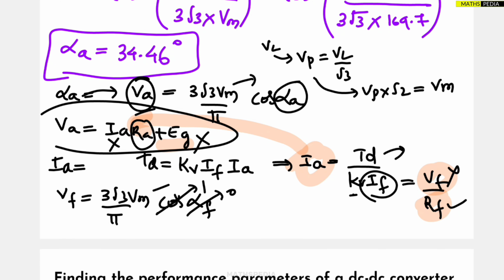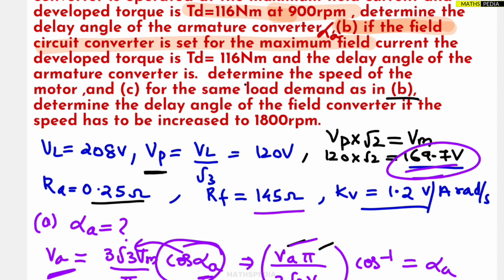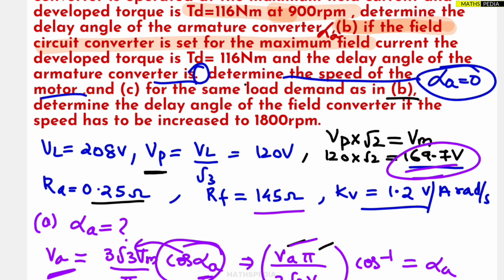Let us go for the B part. B part says if the field circuit converter is set for maximum field current, that is fine. Torque developed is again TD, same. The delay angle of the armature converter, I missed here. In B part you have to consider alpha A is equal to 0. It is given in the question. Determine the speed of the motor. So speed we have to find out when alpha A is equal to 0, and torque is given.